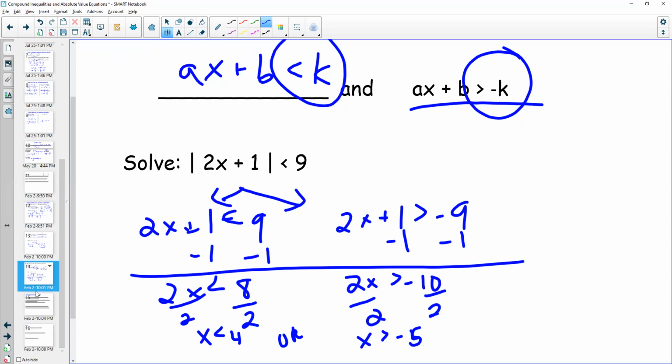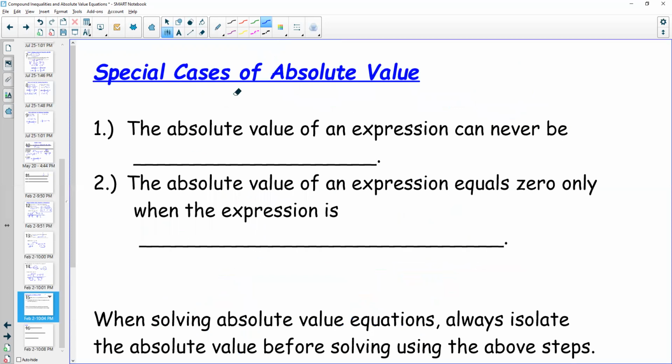Okay, two last ideas here. First, the absolute value of an expression can never be 0. Or sorry, it can be 0. That was silly. It can never be negative. Okay, we can't take an absolute value and get a negative answer. It's not possible. So what I can never have is a bunch of stuff in here that it's not possible to get a negative answer. Okay, the absolute value of an expression only equals 0 when the expression is equal to 0.